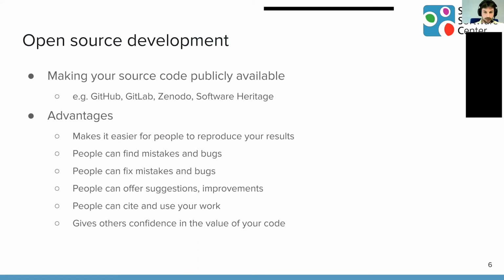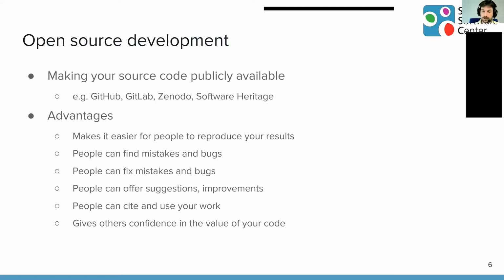So open source development is very simply just making your source code publicly available. So nowadays that often means GitHub. It's probably the most popular place for doing this. There are various other hosting providers. There are also services like Zenodo and Software Heritage, which do more than just host your source code, but also preserve it for a long time, provide you with a URL and a citation and things like this.